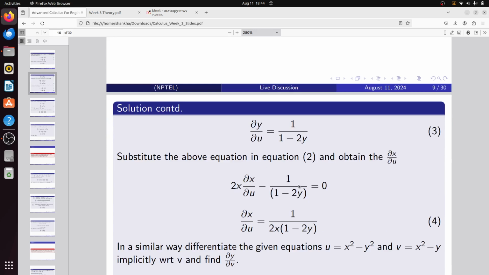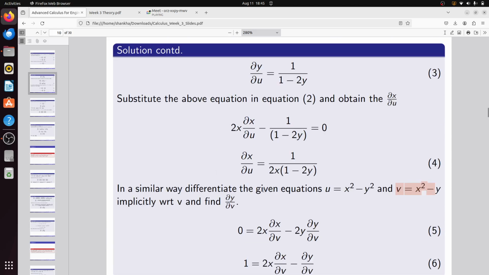And in a similar way, differentiate the given equations u equal to x square minus y square and v equal to x square minus y implicitly with respect to v, and find del y del v. So from here you get del x del u.